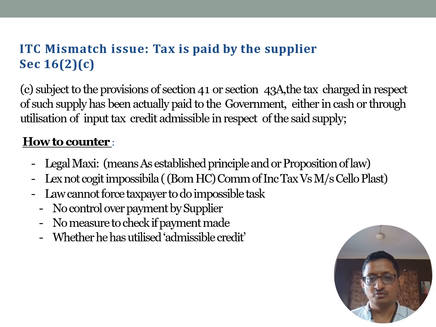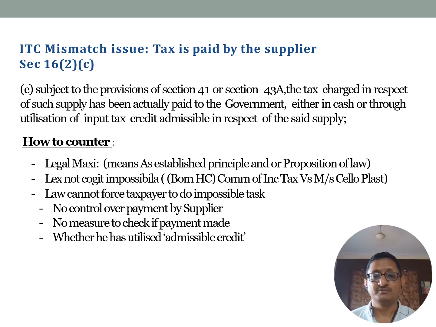There is no portal, no system given by the government to check whether the supplier has paid the tax or not. As a recipient, I am paying tax to the supplier, and now it's the supplier's liability to pay the tax to the government. If it is collected again from the recipient, there will be a double tax burden on the recipient. The tax has already been paid to the supplier, and again the department is asking to pay the tax with interest and penalty.